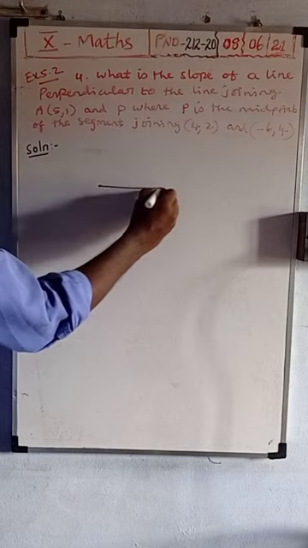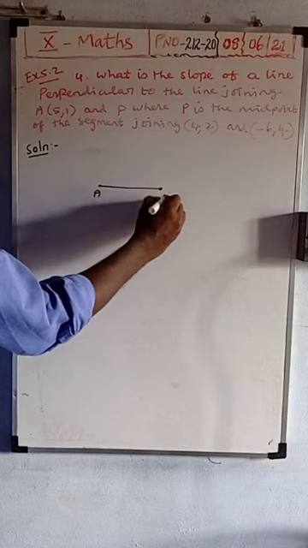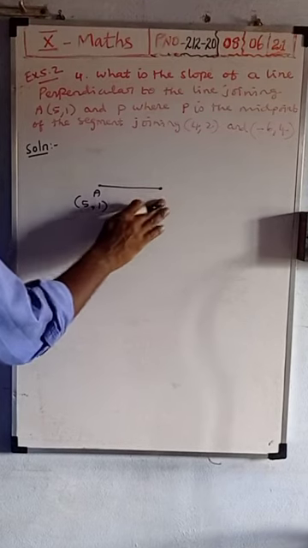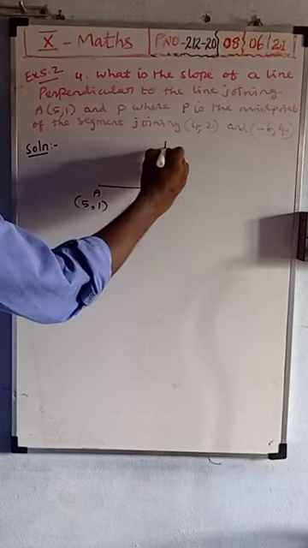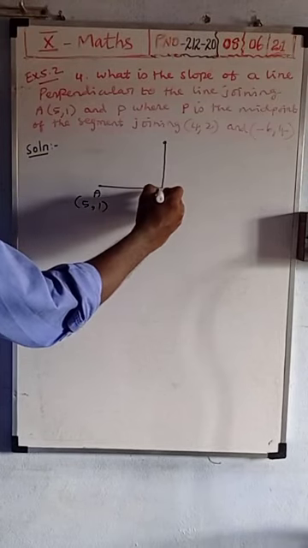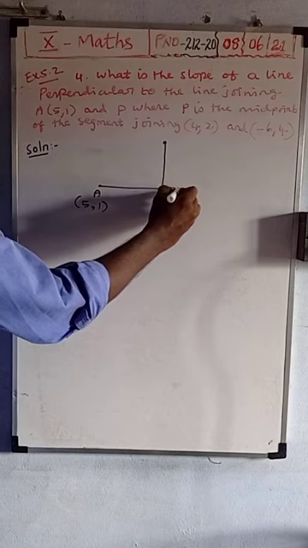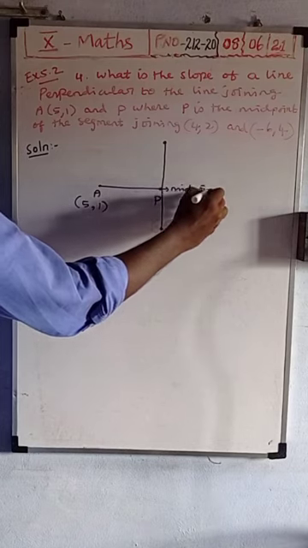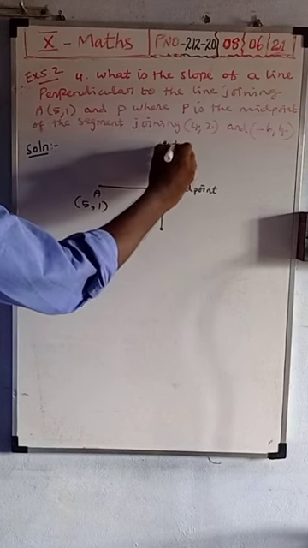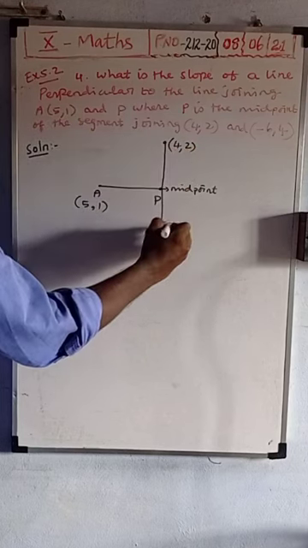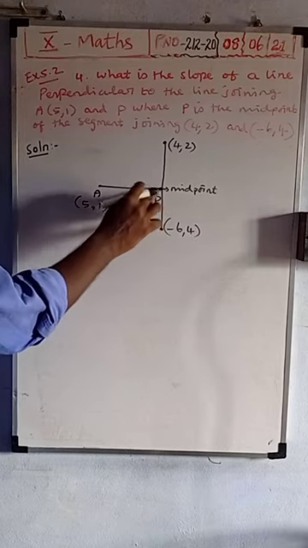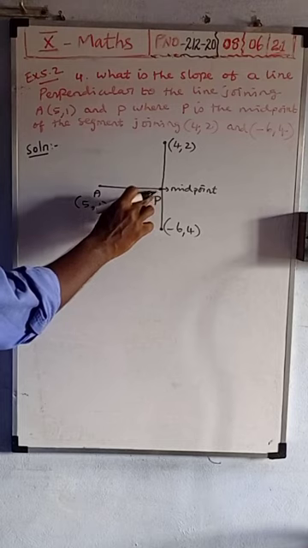Okay, here A point, here B point. A, P. Okay, A point is (5, 1). P point we need. P point is the midpoint of the segment joining (4, 2) and (-6, 4). While joining these two points we will get the P point. Okay, midpoint we will get.